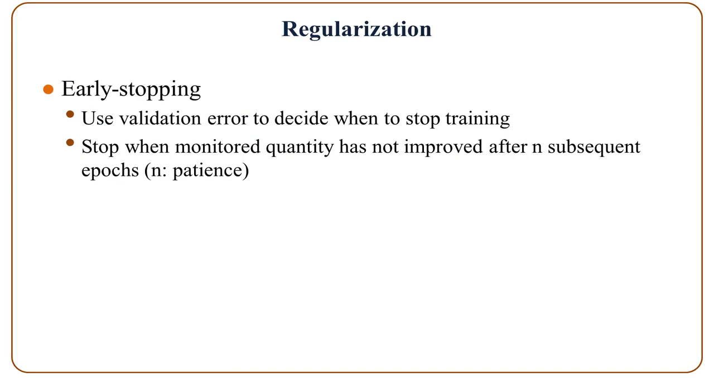Early stopping in training uses validation error to decide when to stop training. Basically, when some monitored quality has not improved after subsequent epochs, then stop.